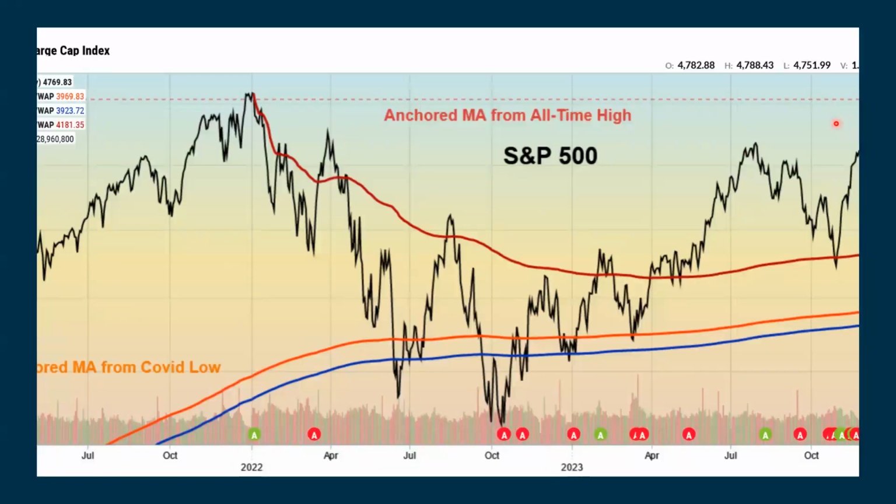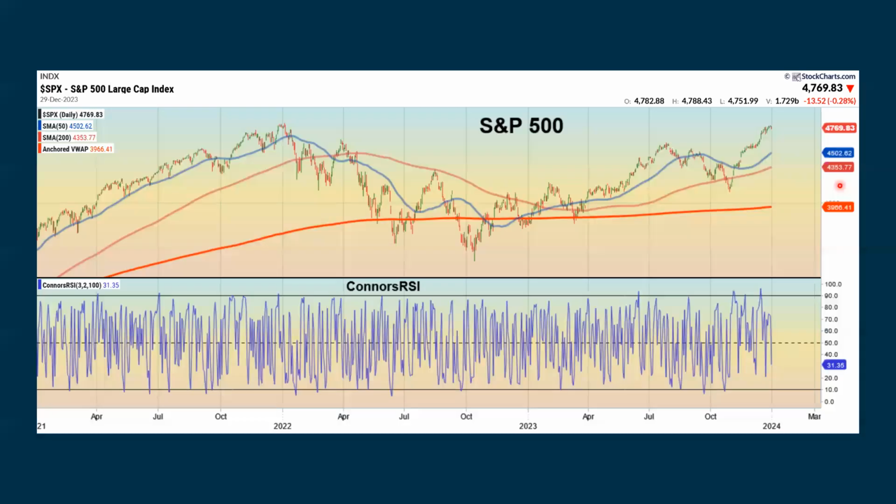Then we have another type of moving average, which goes back to the all-time high, and we anchor it to that. So this is an anchored moving average. As we were really falling down earlier, we came down and actually broke below this back in October, and then we were able to bounce up off of that. At that time, I was really showing this chart, but when we were able to bounce back up and get further away from it, I stopped showing this chart.